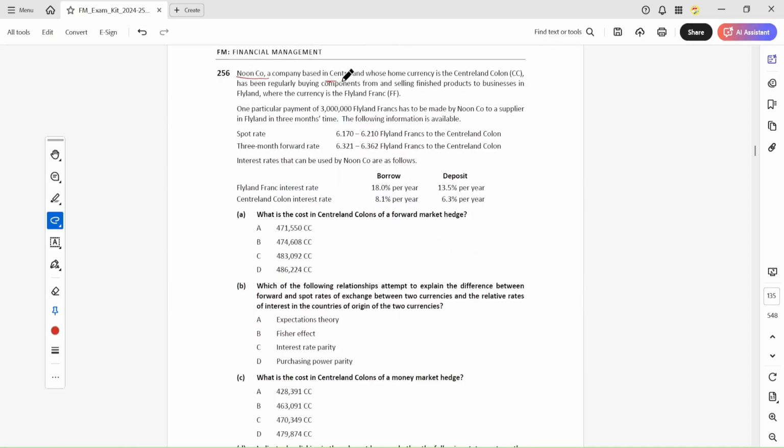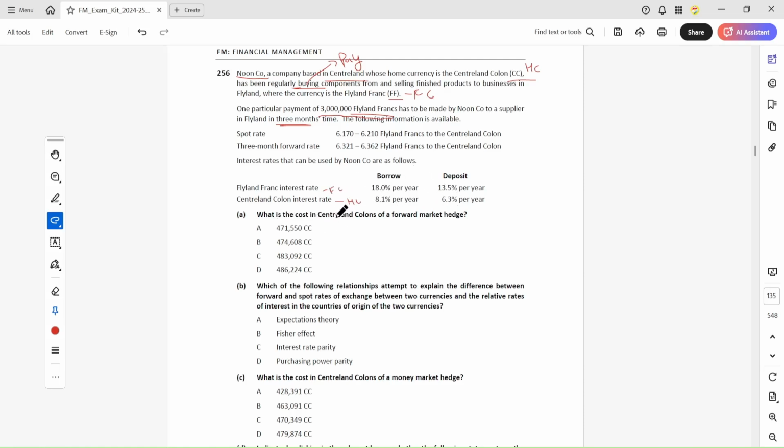A company based in Centerland, home currency CC, has been buying components, which means it pays in foreign currency FC. One particular payment is made by the company to a supplier in 3 months' time. The spot rate and the 3-month forward rate and interest rates are known as follows.